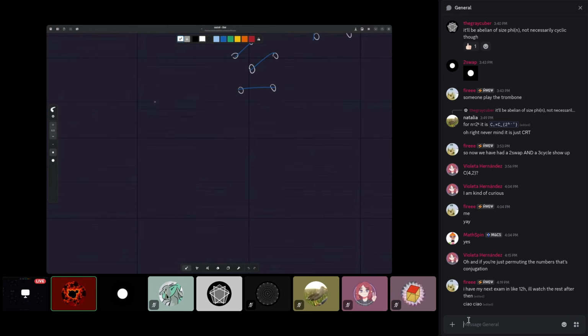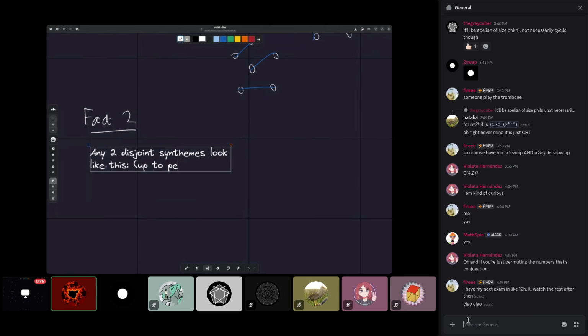Right, a nice thing to know. Fact 2. Any 2 disjoint synthemes look like this up to permutation of the points.